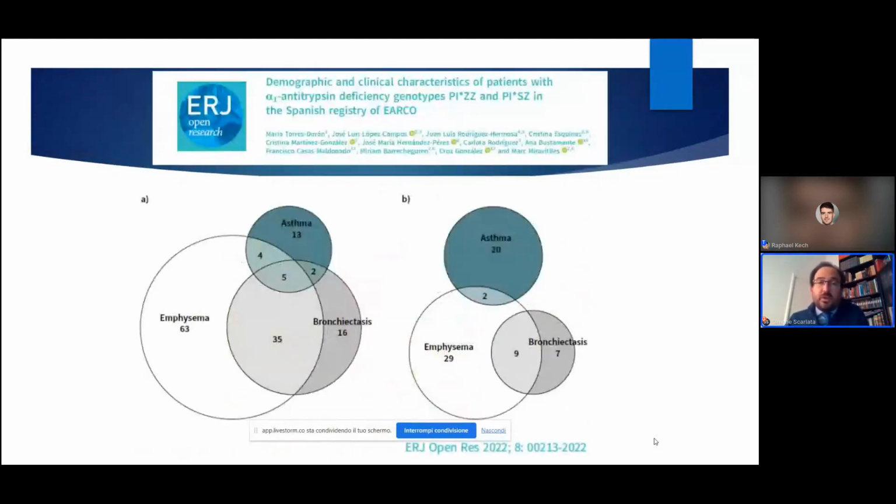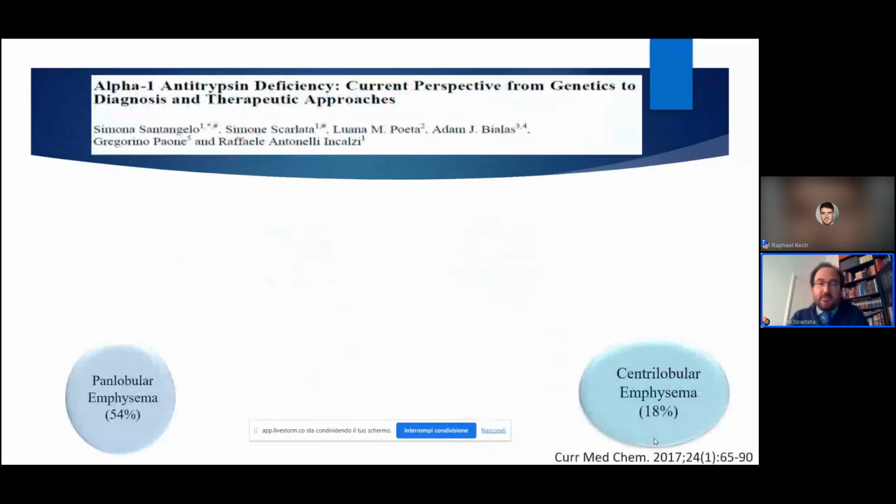Of note, we should highlight how, although emphysema represents the main clinical presentation, we should be aware that alpha-1 antitrypsin deficiency may present with alternative respiratory patterns such as bronchial asthma and bronchiectasis, and that these different patterns may share some overlapping features, so the clinical suspicion should be raised according to specific clinical criteria.